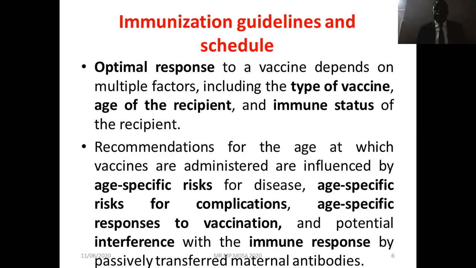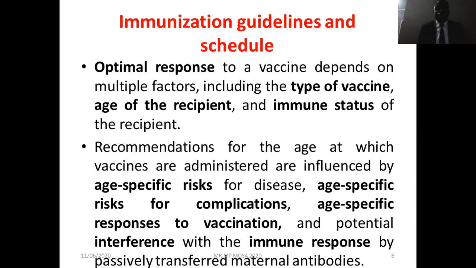Recommendations for the age at which vaccines are administered are influenced by age specifics for diseases. There are other diseases which are quite common in children, like for instance, pneumonia. And it's for these reasons that there are some specific vaccines which have been formulated and given at child-related ages, e.g., the PCV vaccine, which we'll later on discuss.